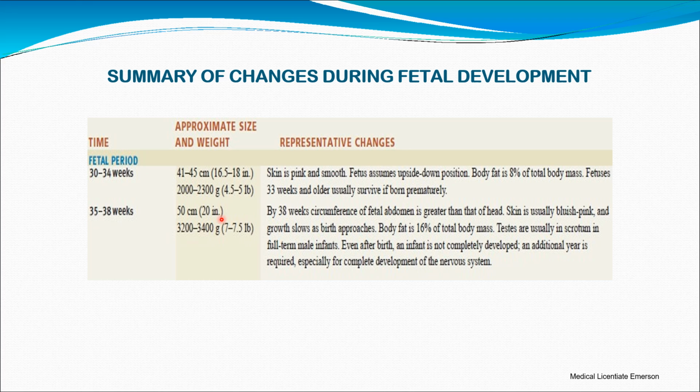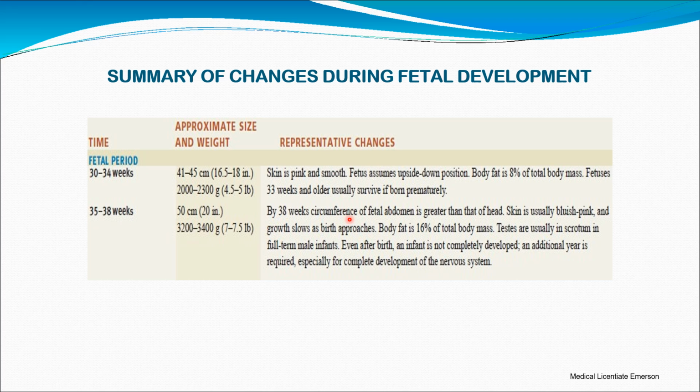then let's also look at the 30 to 34 weeks. So the skin is pink and smooth. The fetus assumes an upside down position. Then the body fat is 8% of the total body mass. Then the fetus at 3 weeks and older usually survives if born prematurely. Then the estimated weight is 2000 to 2300 grams. Okay, then let's go to the 35 to 38 weeks.